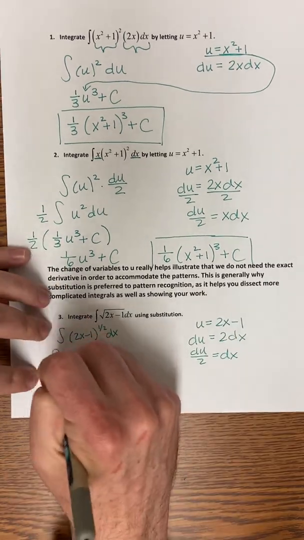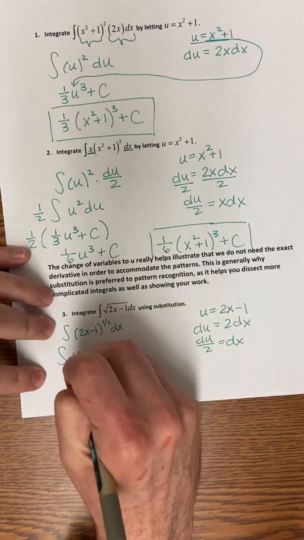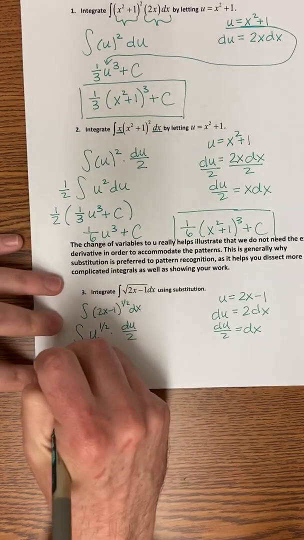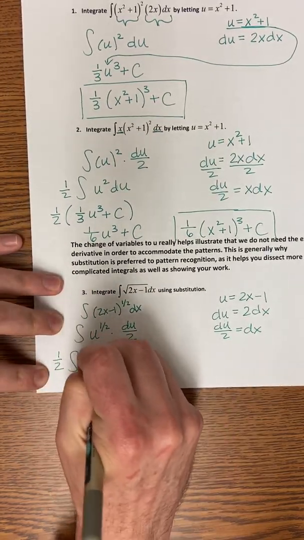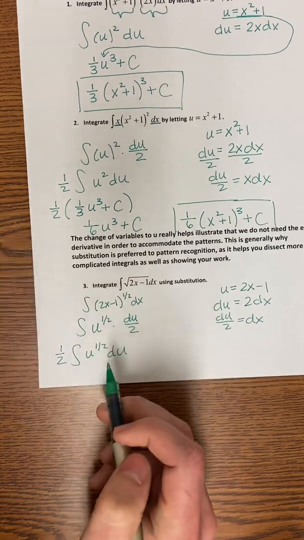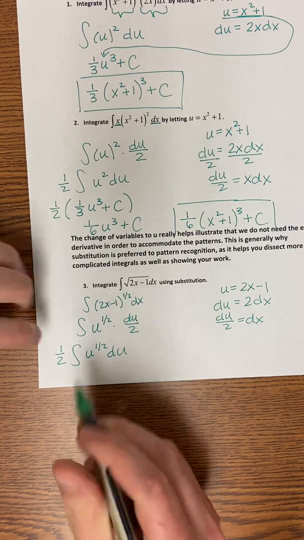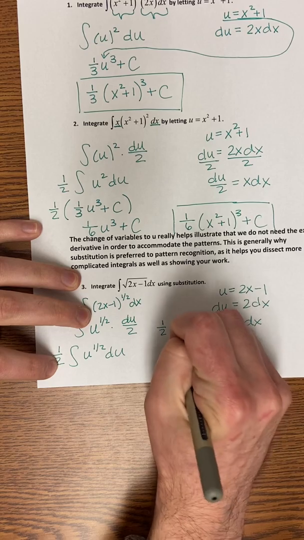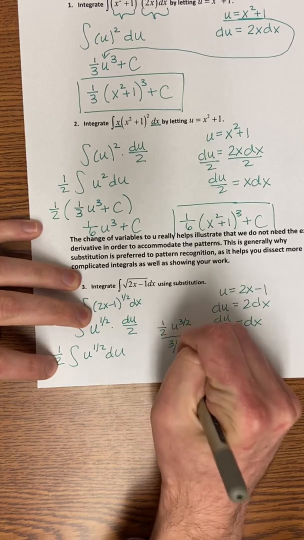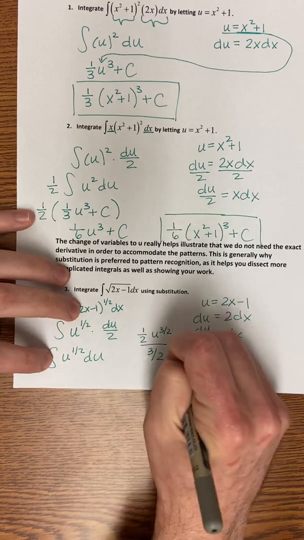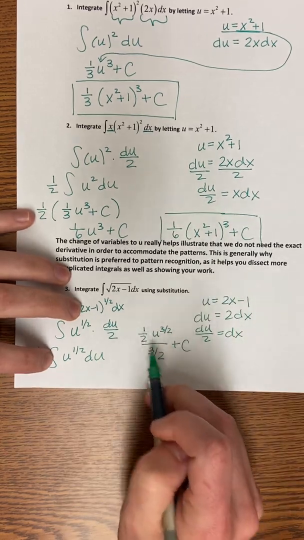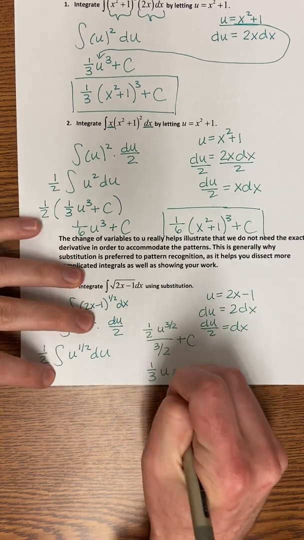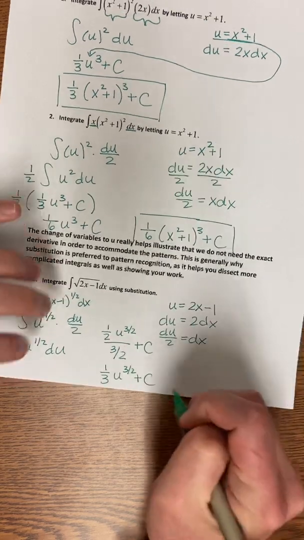And now I can use my substitution. u is the 2x minus 1, so this is u to the 1/2 times du over 2. And again, we can bring the 1/2 out front. Now I have a u to the 1/2 du, and I can integrate that. We go up to our new power, u to the 3/2. This is 1/2 times u to the 3/2 divided by 3/2 plus c. I'm careful here, 1/2 divided by 3/2, or 1/2 times 2/3, is 1/3 u to the 3/2 plus c.